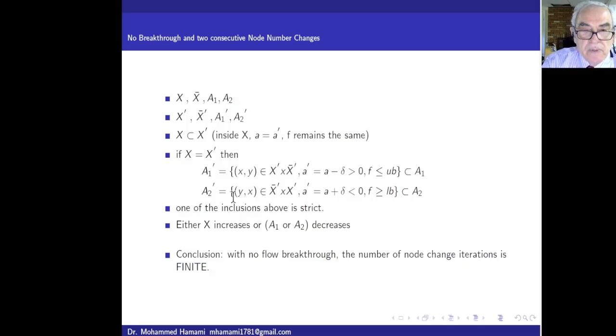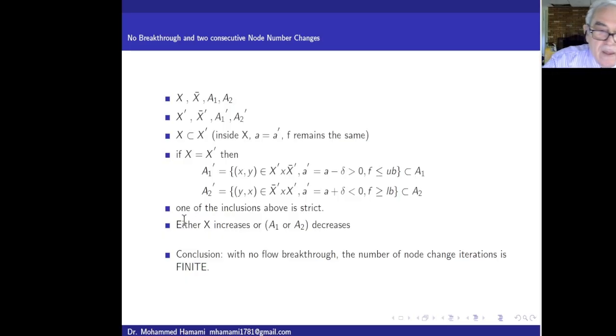Same thing with A2 prime. A2 prime is yx, y unlabeled, x labeled, and a prime becomes a plus delta. So if this number a plus delta is negative and f is greater or equal to lb, by definition yx belongs to A2 prime. But if a plus delta is negative, a is negative, because a will be less than minus delta, a negative. So this yx also belongs to A2. So therefore, this set is contained in this set.